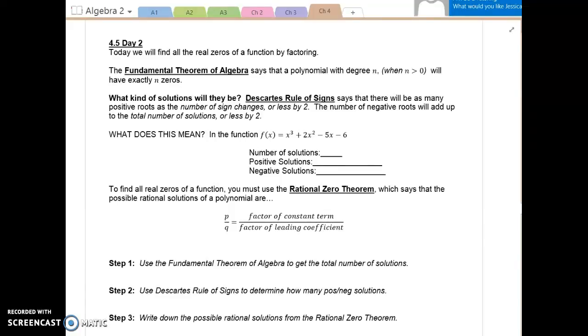Today we will be able to find all of the real zeros of a function by factoring. We're going to be factoring things that we couldn't previously factor. So take a look a little bit down in the notes where it says, what does this mean?